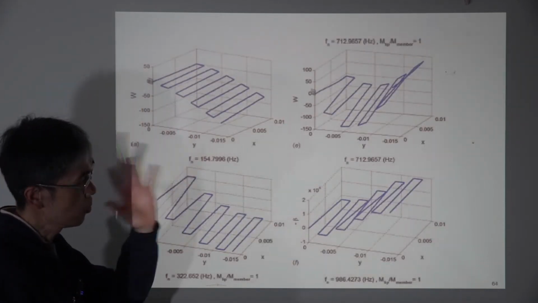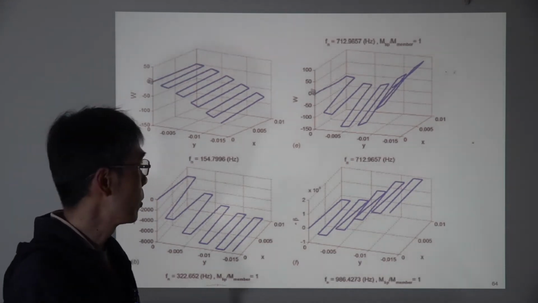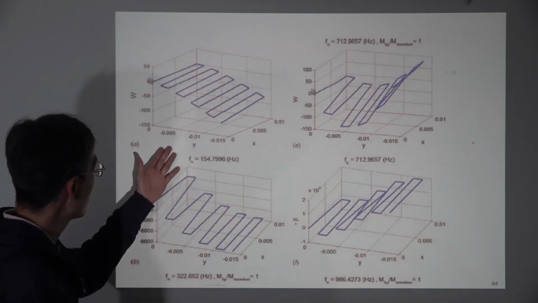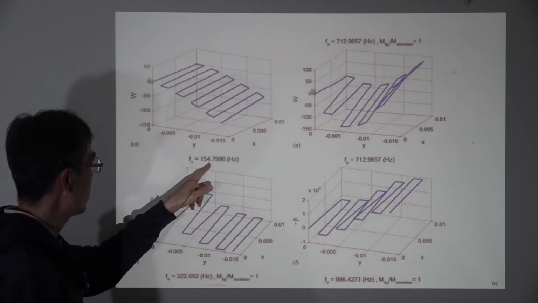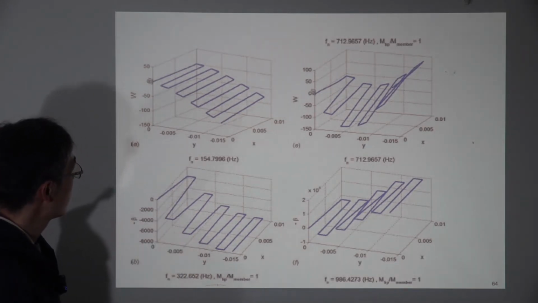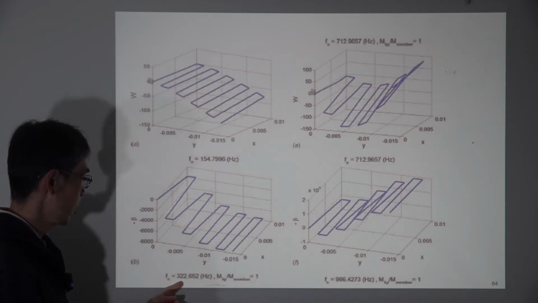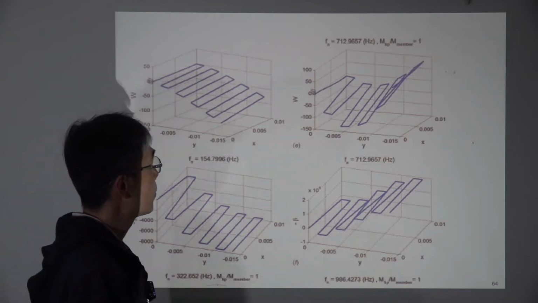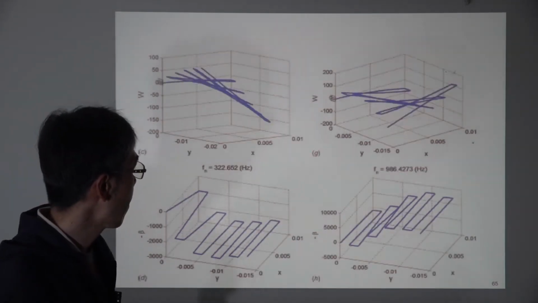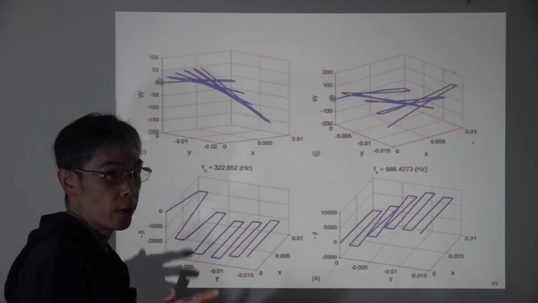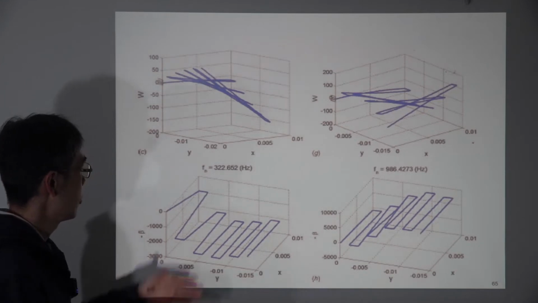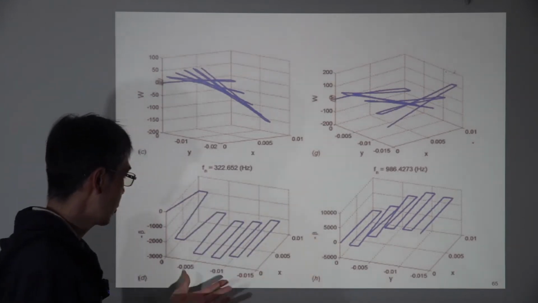And this figure shows the vibration modes of the beams. So for the first mode we had 154 Hertz resonance frequency. And for this mode, we have 322 Hertz resonance frequency. See, we have a lot of vibration modes with different resonance frequencies.